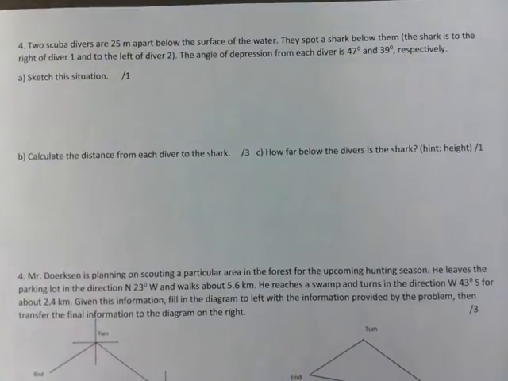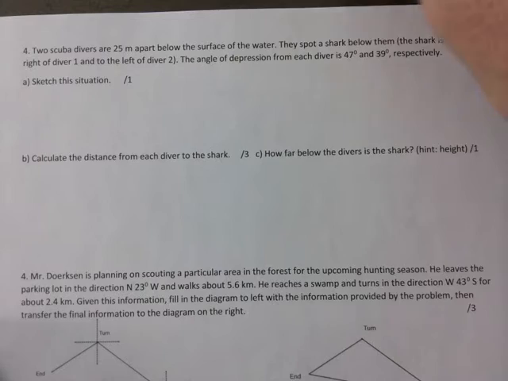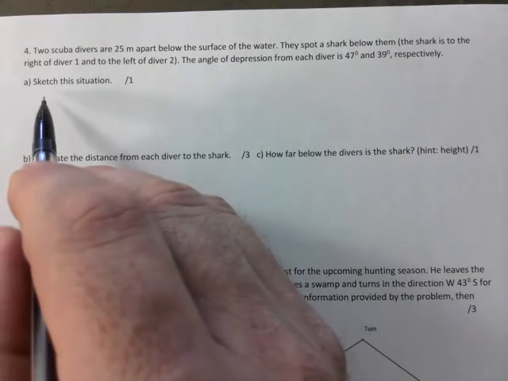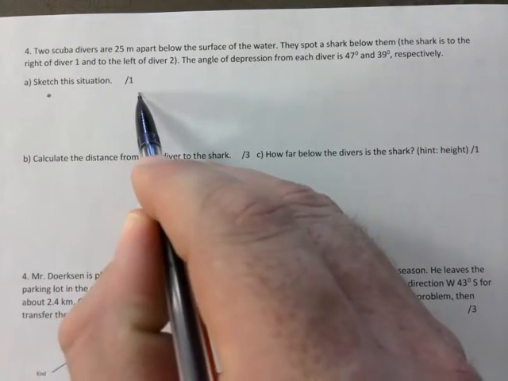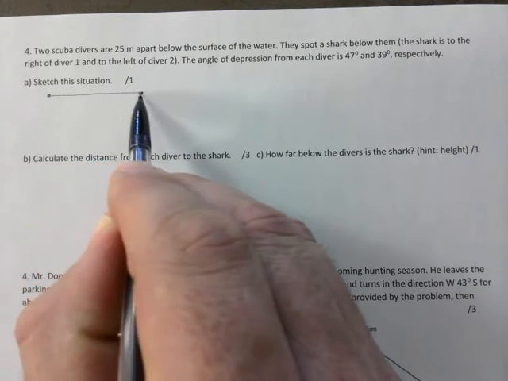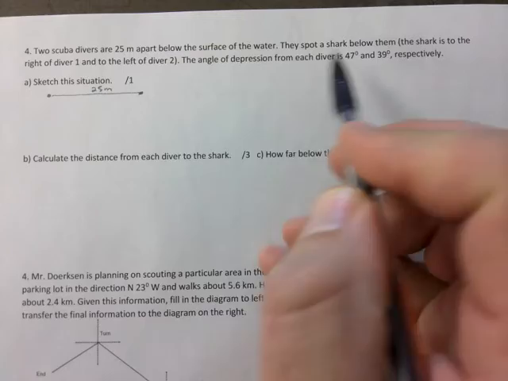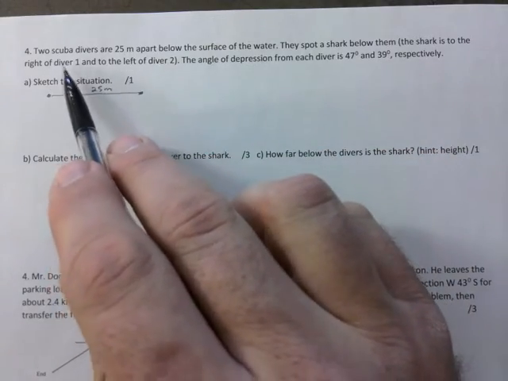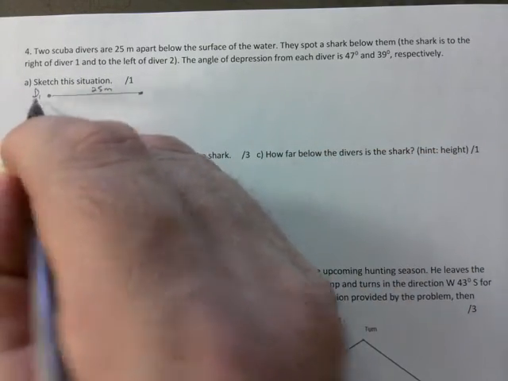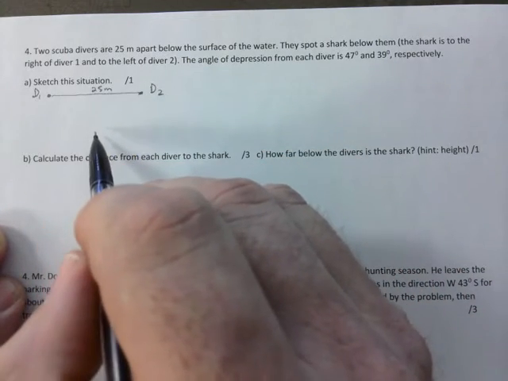Scuba divers. I was very specific here, so there was no question of how do you draw this, again, right? Because I'm telling you, there's diver one, diver two. They're 25 meters apart on the surface of the water. Right, so 25 meters goes there. They spot the shark below them. The shark is to the right of diver one, so this must be diver one, and to the left of diver two, right? So it's somewhere in between.